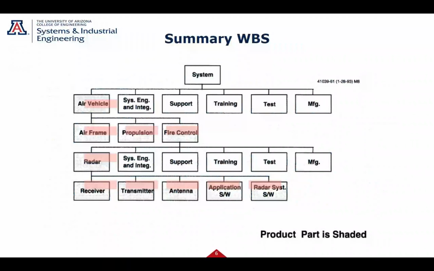So let's look at an example here. This might be a system, an aircraft system. So it's got an air vehicle. Okay, it's got system engineering. It's got support. It's got training. I have to deliver training. I have to test this thing, and I have to deliver manufacturing. What do I mean by that? I have to usually set up the manufacturing line because I'm going to build more of these. So I'm delivering all of that.